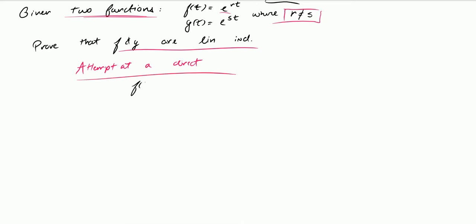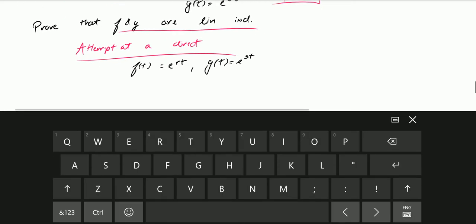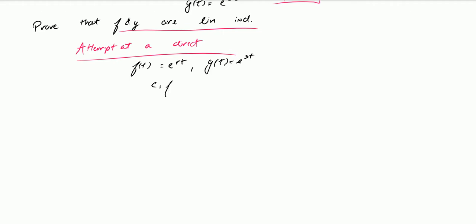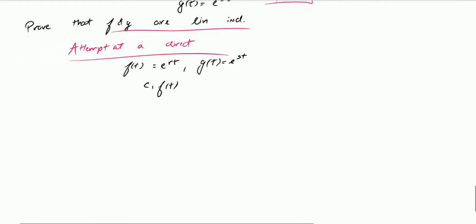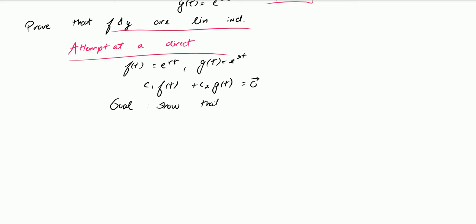So what we know is we have f of t is equal to e to the rt, and g of t is equal to e to the st. Now what we want to show is that c1 f of t plus c2 g of t equals the zero vector. In this case, it would just be 0, since we're dealing with functions. Our goal is to show that c1 equals c2 equals 0, right? That's basically what I want to show.